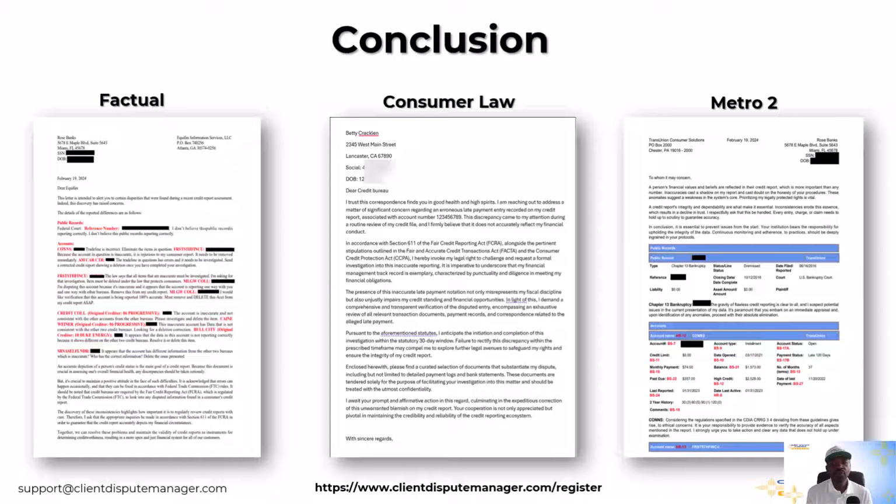Okay, so for the best results to remove inaccurate information off of your credit report, I would say use a mixture of these letters. Don't just use factual, don't just use consumer law letters, and don't just use Metro 2. Combine all three of these letters to produce a heavy punch against the credit bureaus to remove inaccurate information off of your credit report.